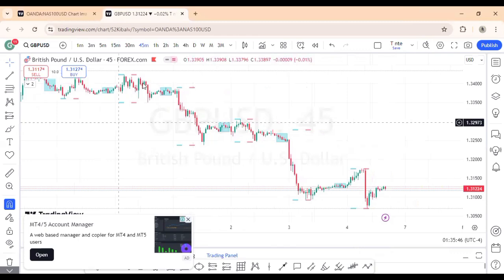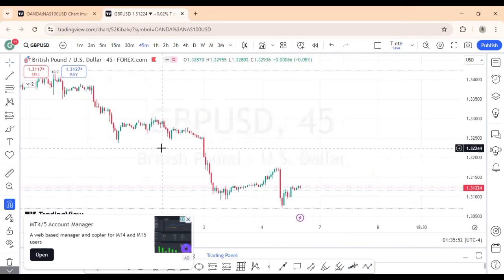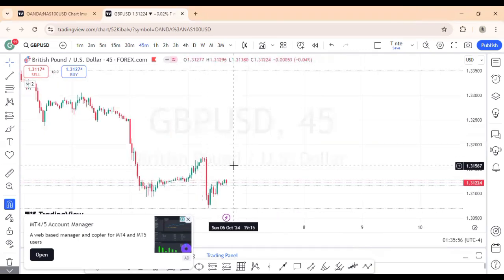All right, so today we are going to be talking about liquidity. We have still been on the liquidity series for quite some time. Yesterday we discussed internal and external liquidity. We talked about the concept of liquidity. So today we are still going to continue on that liquidity topic.